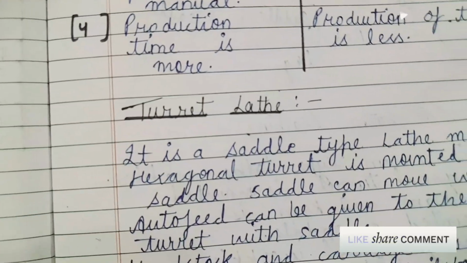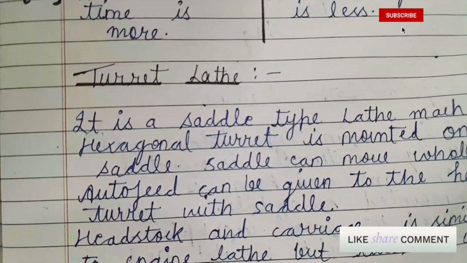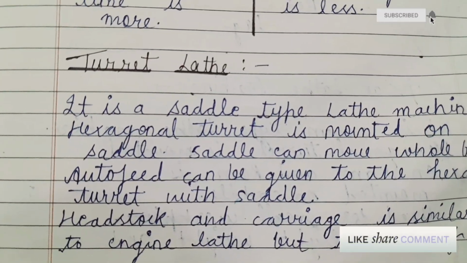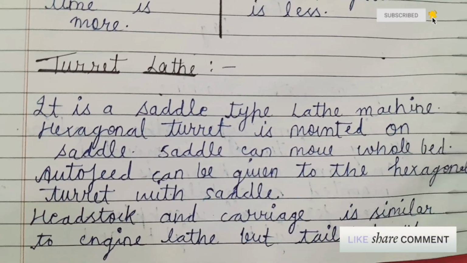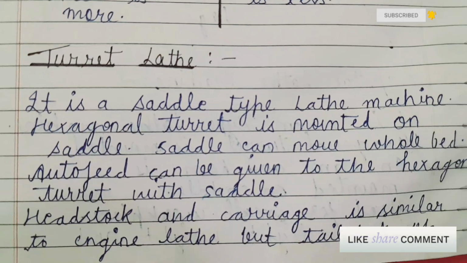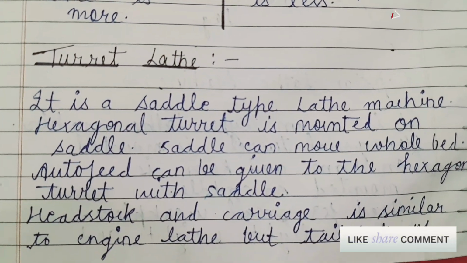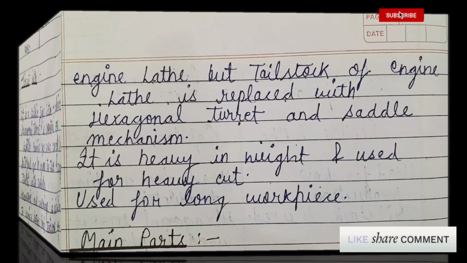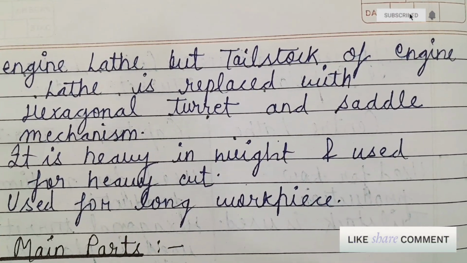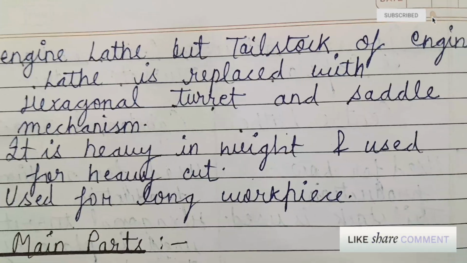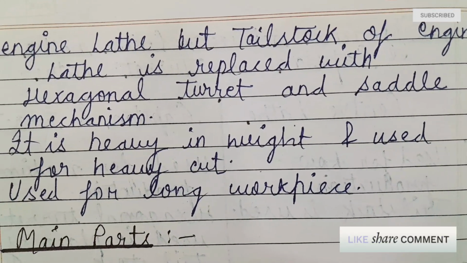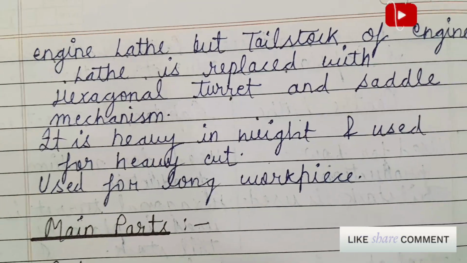Next type of lathe is the turret lathe. It is a saddle type lathe machine. The hexagonal turret is mounted on the saddle, which can move along the whole bed. Auto feed can be given to the hexagonal turret with the saddle. Headstock and carriage are similar to the engine lathe, but the tailstock of the engine lathe is replaced by the hexagonal turret and saddle mechanism. It is heavy in weight and used for heavy cuts, for heavy long workpieces. It is a diagram.